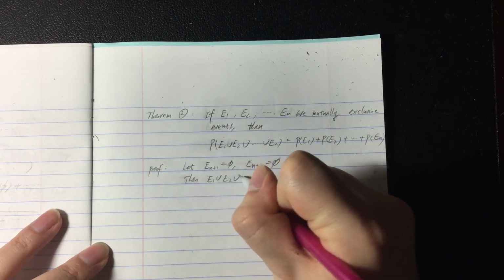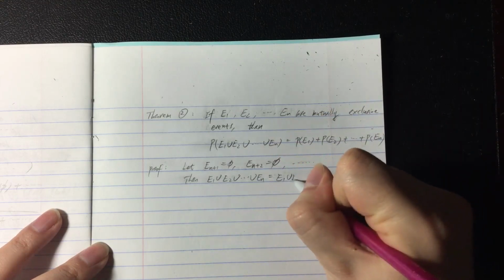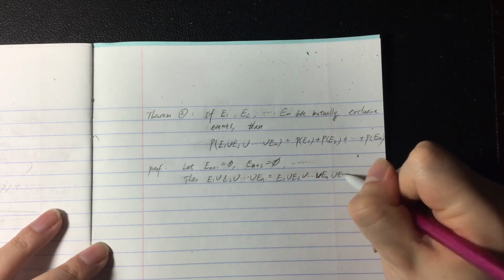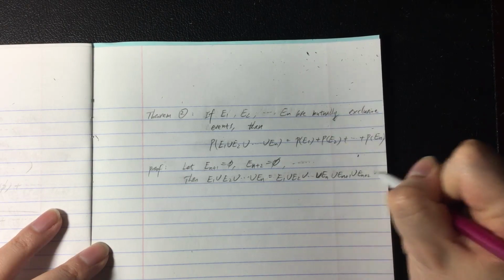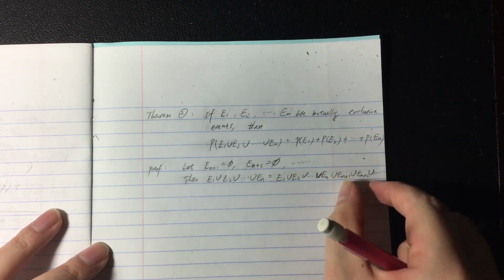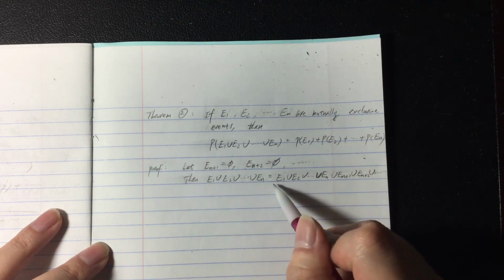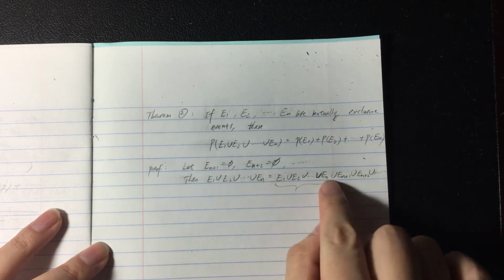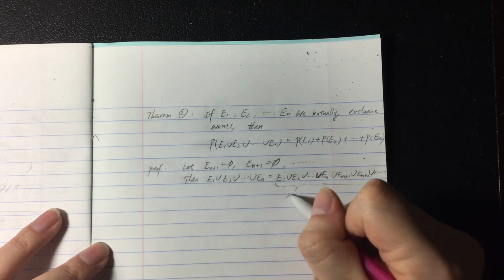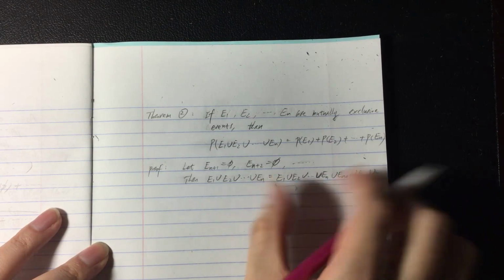E1 union E2 union En is the same as E1 union E2 union En union En plus 1 union En plus 2 and so on. Since all these are empty sets, when I take a union, it makes no difference. So this set is the same as this set. And since the sets from E1 to En are disjoint sets, if I add empty sets together, they are also disjoint sets, which is called mutually exclusive events. If I add more empty sets together, they are still mutually exclusive events.